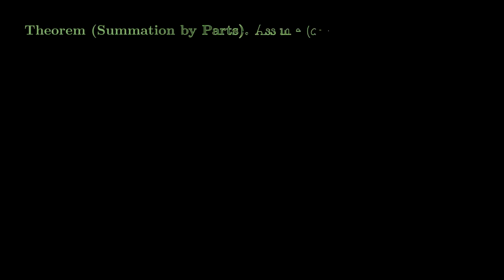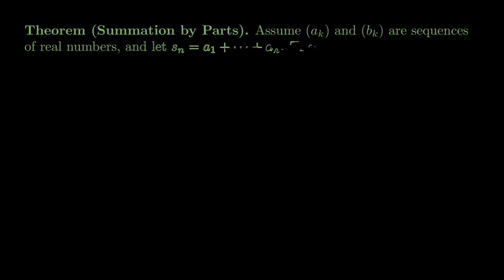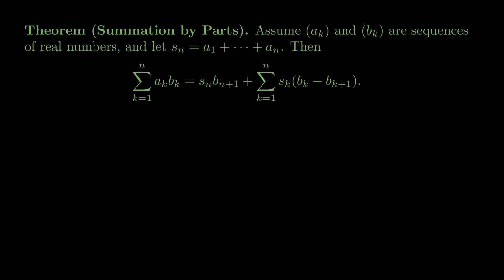Assume ak and bk are sequences of real numbers, and let Sn denote a1 plus ... plus an. Then the sum from k equals 1 to n of ak bk equals Sn bn plus 1 plus the sum from k equals 1 to n of Sk times bk minus bk plus 1. And notice that the sums in this statement are all finite. This is just an exact discrete identity, so we don't need to have any discussion of convergence. We just need to show that the two sides are equal to one another.